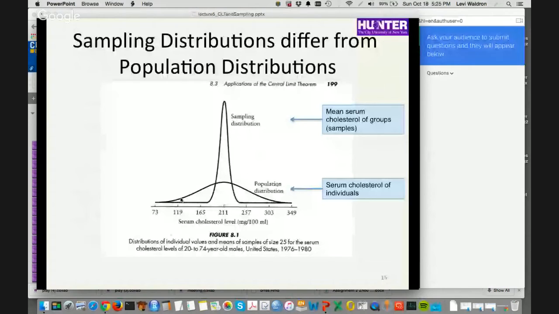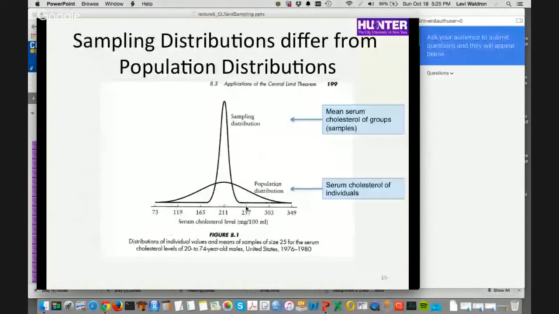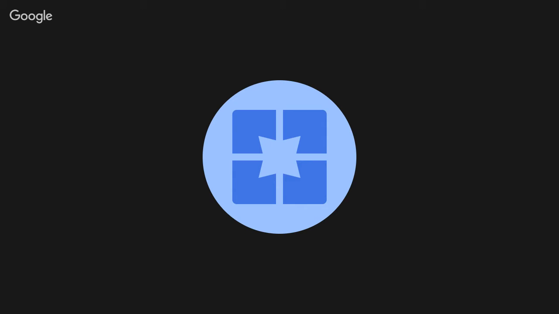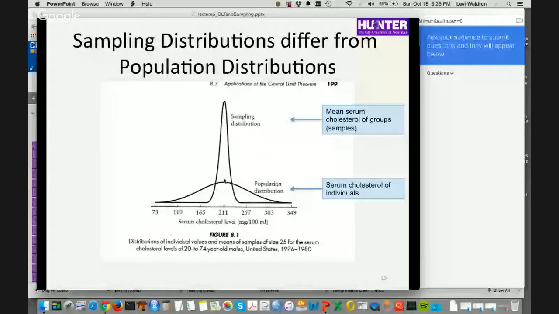There's an example where the population distribution of serum cholesterol levels is really broad. It has a mean at 211. A sampling distribution has that same mean. I'm going to formalize those in a bit with the central limit theorem. The mean is the same as the population, and it is normally distributed.